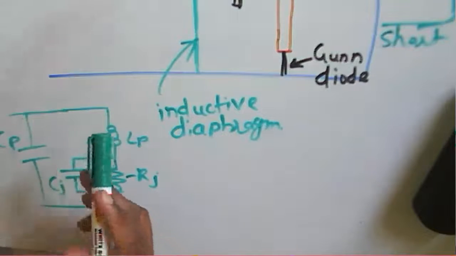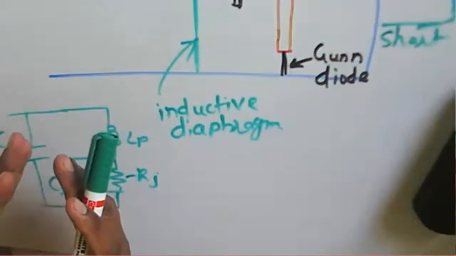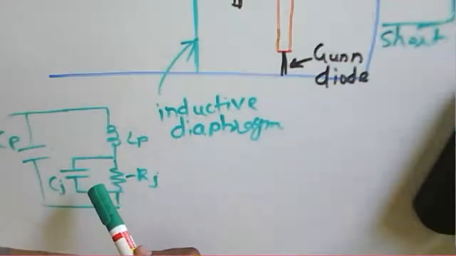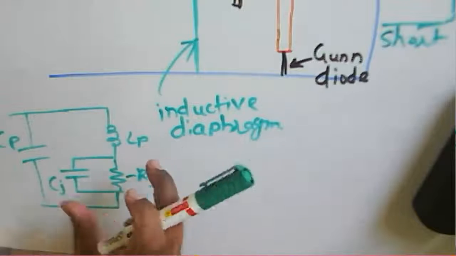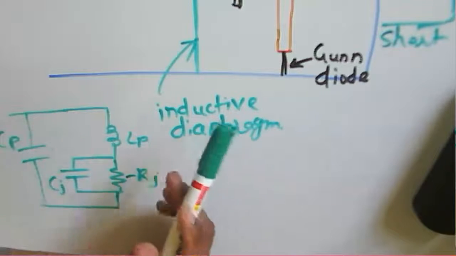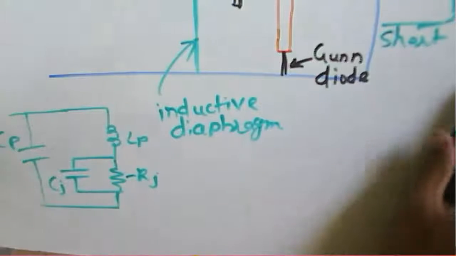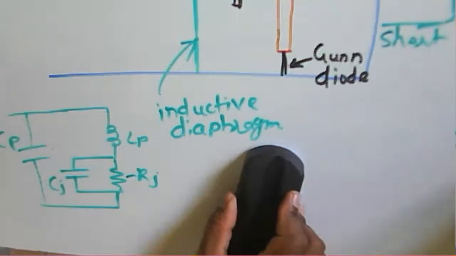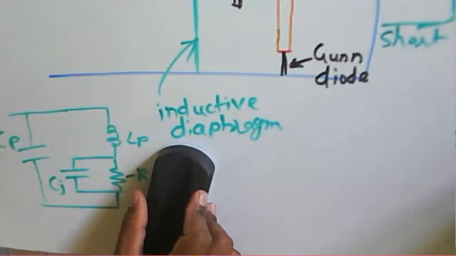For a given particular circuit, we consider that Lp and Cp depend upon the cavity of the particular device or circuit. That's all about your Gunn diode.